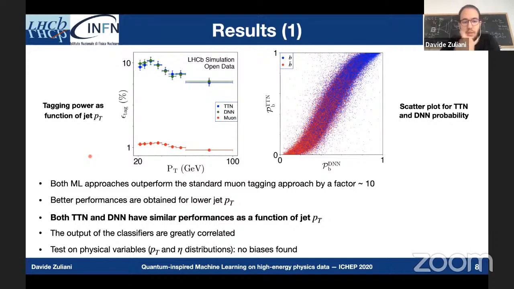But the really interesting thing is that both the tensor network and the deep neural network have similar performances, as you can see here. Moreover, you can see that the outputs of the two classifiers are greatly correlated, as you can see in the plot on the right. Here I'm plotting the probability for the DNN and the TTN for B and B bar quarks, and there is a great correlation. We also performed some tests on physical variables, the distribution of transverse momentum and eta, in order to check for biases, and we haven't found any. So this is great.